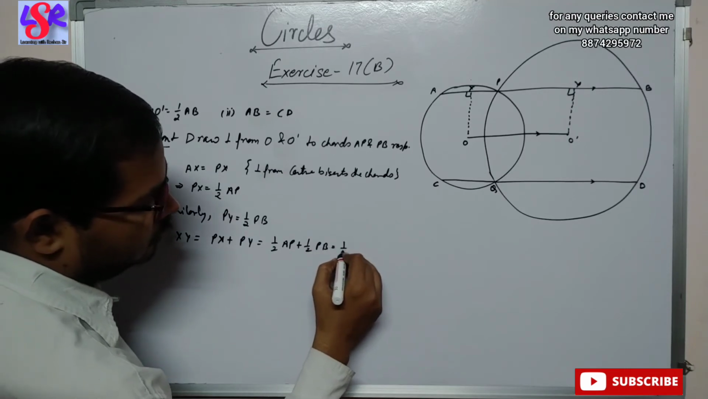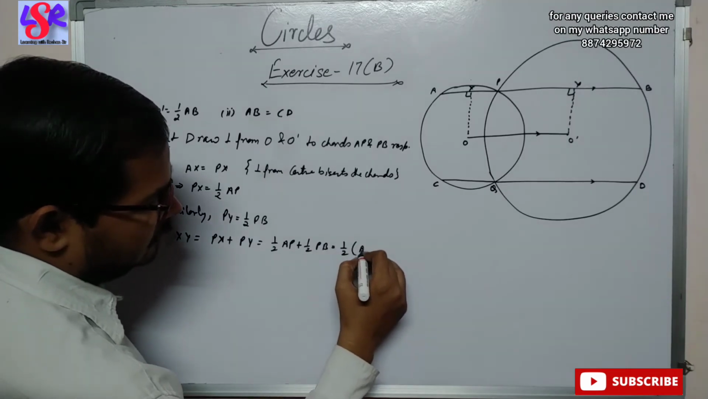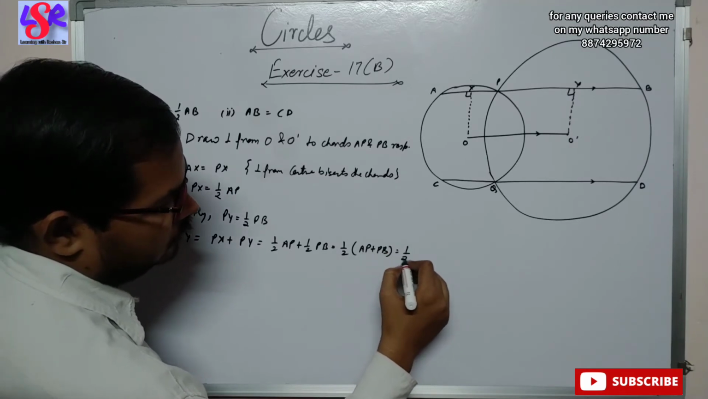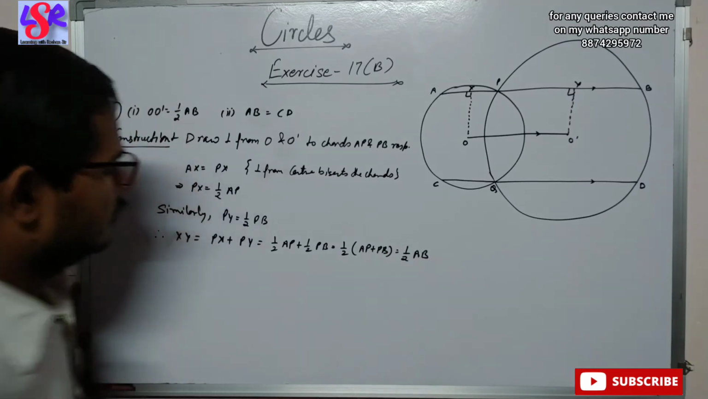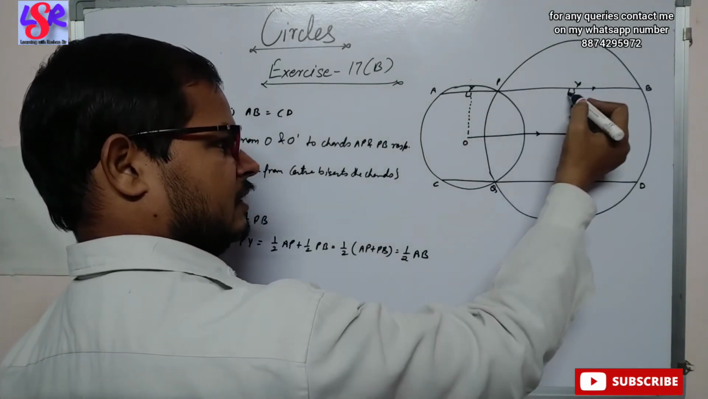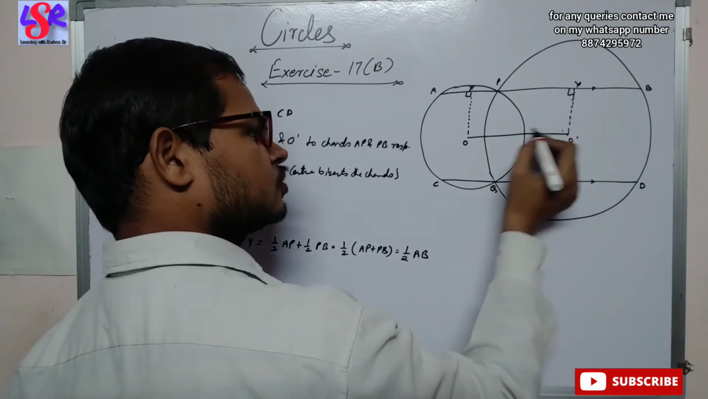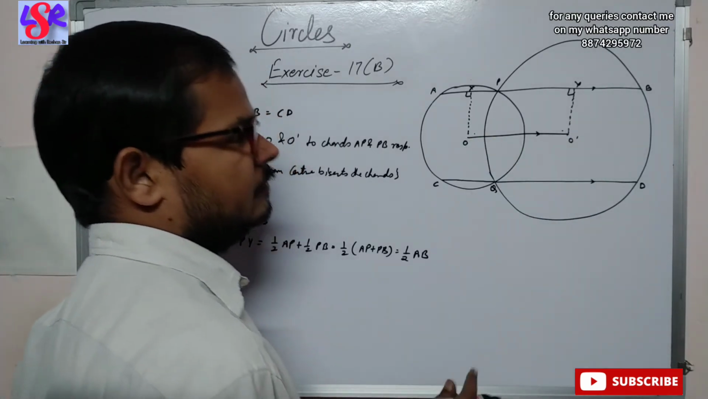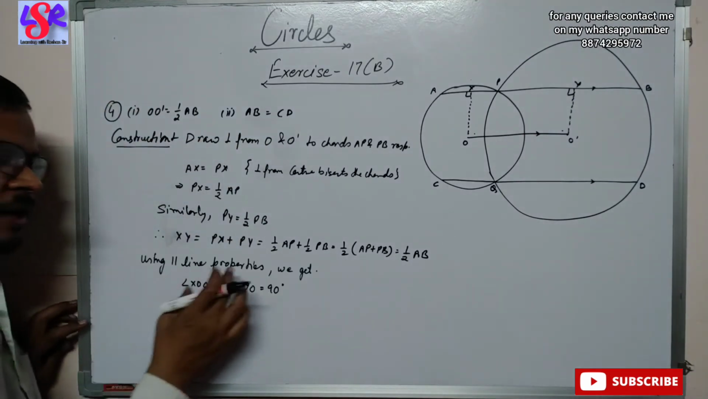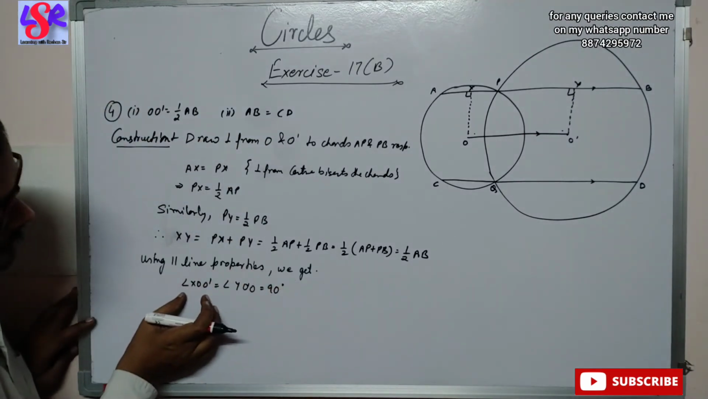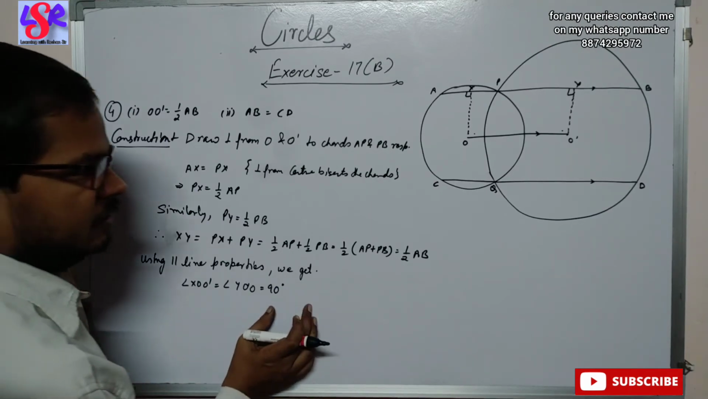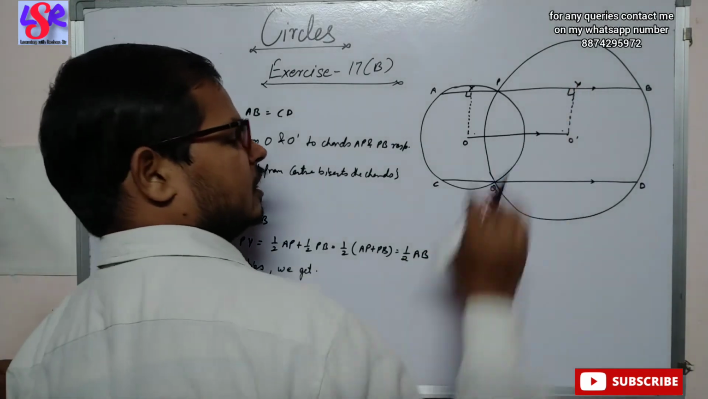If we take 1 upon 2 common, then this will be AP plus PB and this is equal to 1 upon 2 AB. Now as we see this line is parallel to this one and this is 90 degrees, so this will also be 90 degrees and this will also be 90 degrees as they are co-interior angles. So using parallel line properties we have got this angle XO dash equals angle YO dash O equals 90 degrees. We have used the co-interior angle property.